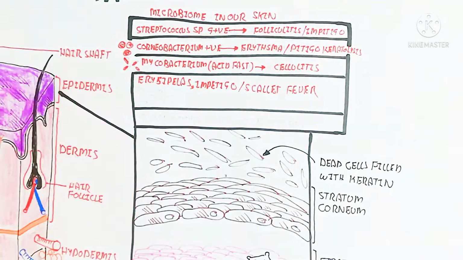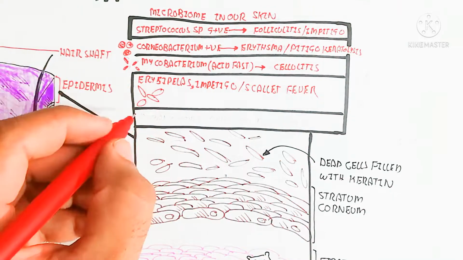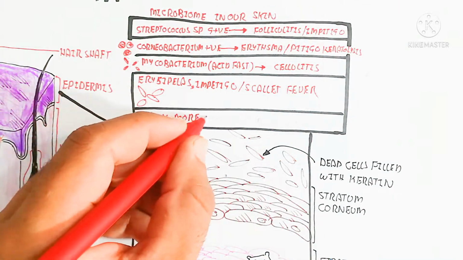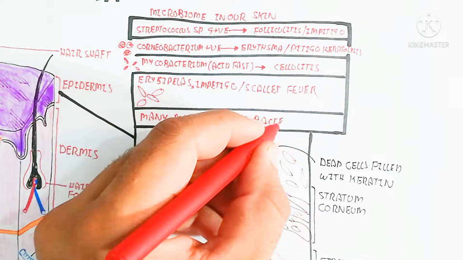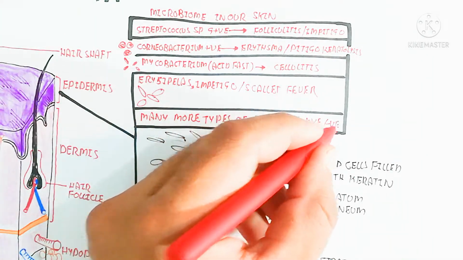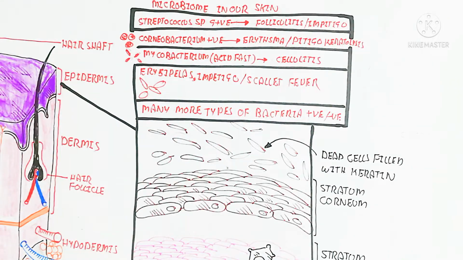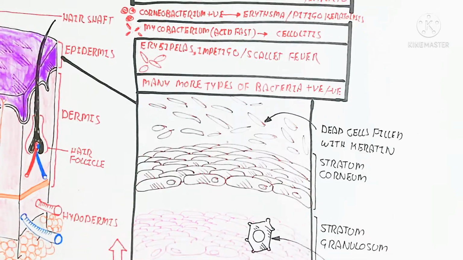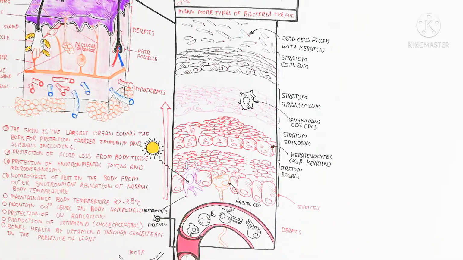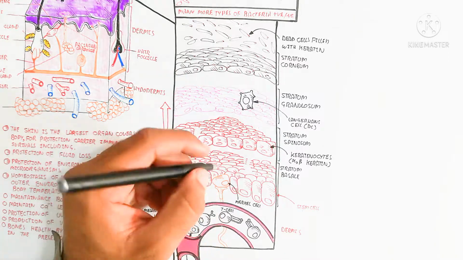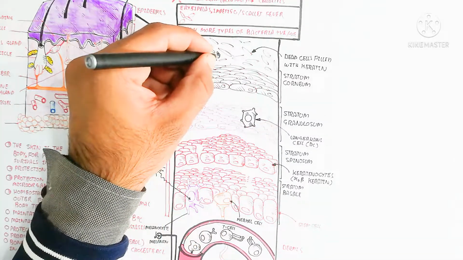Erysipelas is an impetigo and scarlet fever causing agent, and there are many more types of bacteria, positive or negative on the basis of their different structure, that cause different diseases. We are not covering this topic about the disease, the pathophysiology.